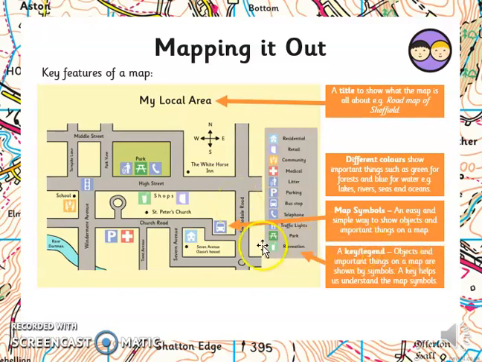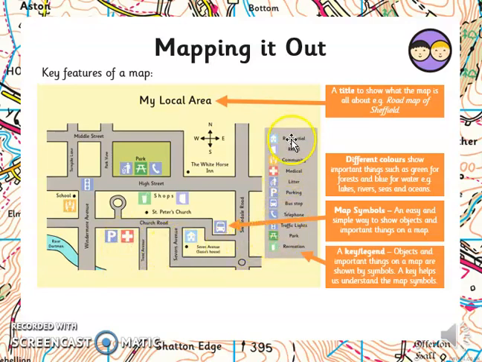And you'll also see on my map there are lots of different pictures, images. These are called the map symbols, and these are really important on maps so that you don't have to draw lots of detail. They're an easy and simple way to show objects that are on the map.